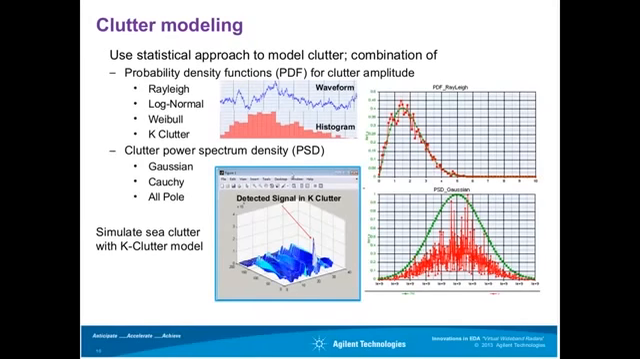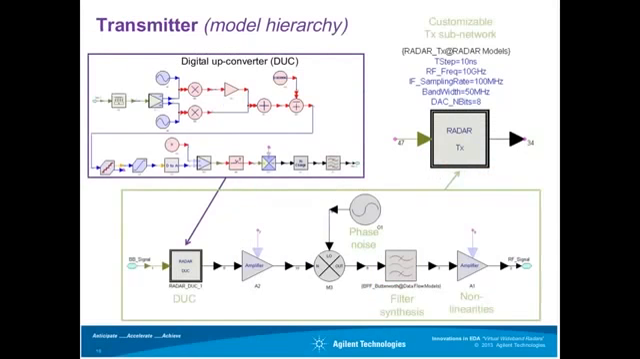Here, we plot target detection under K-clutter environment by using 3D plot. As can be seen here, the clutter really affects the probability of detection rate. By the way, if you think this is not enough, you always can use your customer model. Maybe this is a recording from the field. We support such environment clutter.